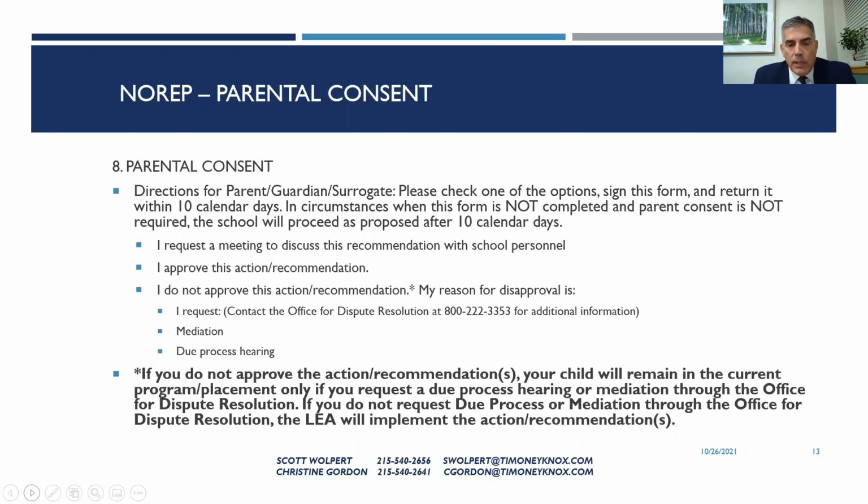Number one is that once the NORUP is sent to you, and it should be accompanied, if it's IEP related, by the current IEP, you're going to have to read what they send you and then make a decision, and you should make a decision within 10 days of receipt. Am I going to approve or am I not going to approve? And if I'm not going to approve, what procedural rights do I want to utilize?